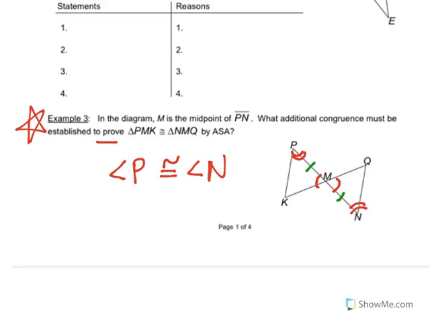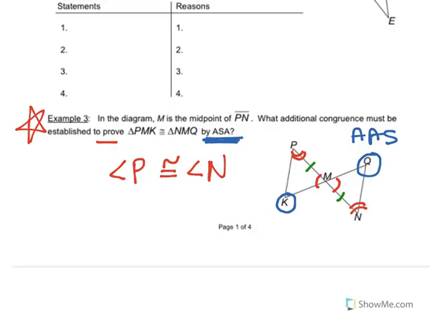Now I want to ask you, why not angle Q and angle K? Well, in that case we would have angle, oh no, we could do that. Hang on a second. Okay, you could use that if it was asking you for angle, angle, side. But in this question it said it wanted angle, side, angle. So we have to use angle P and angle N.